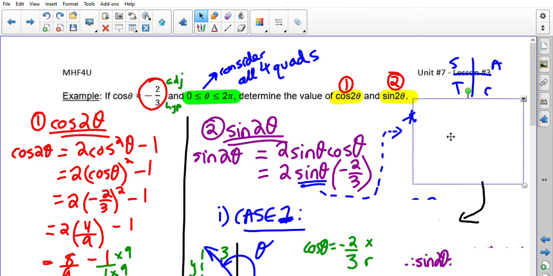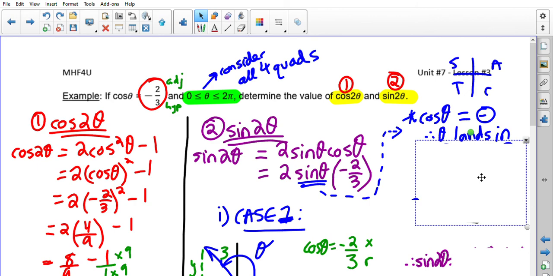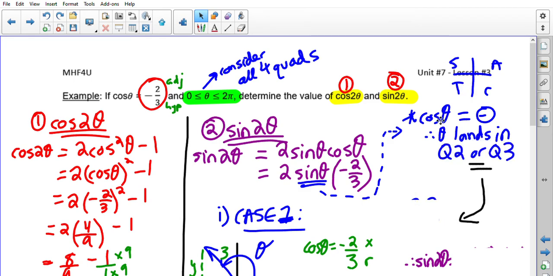But what's troublesome here is that this time I have no idea what quadrant it's in specifically. All they did was tell me that cos theta was negative and that it could be anywhere from quadrant 1, 2, 3, or 4, right? So one cycle. If cos theta is negative, and I haven't been told anything else other than that it's between 0 and 2 pi, that means I have to use my CAST rule. Okay, so cos is negative in quadrants 2 and 3. That's very important. So cos theta is negative in quadrant 2 or 3.